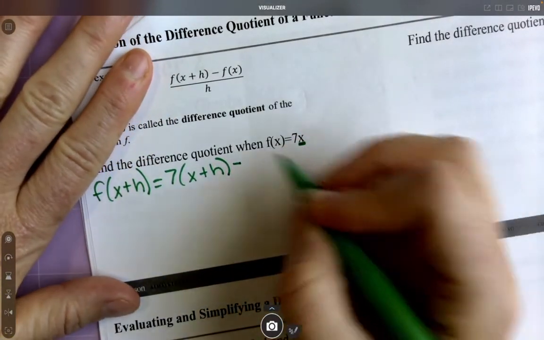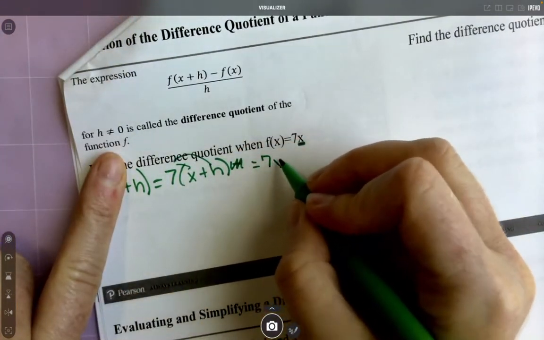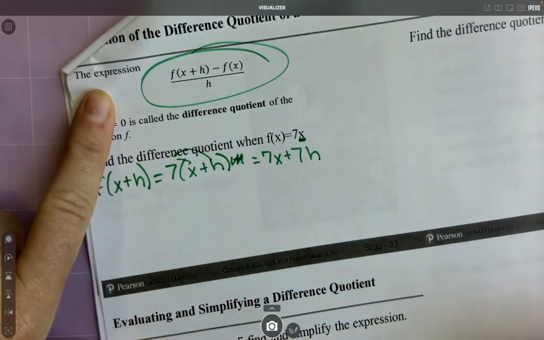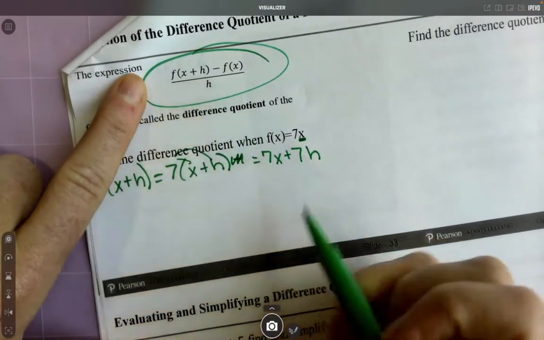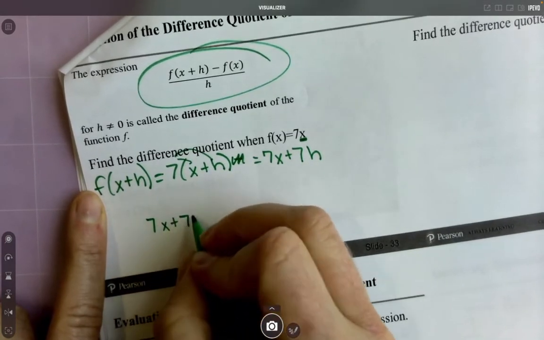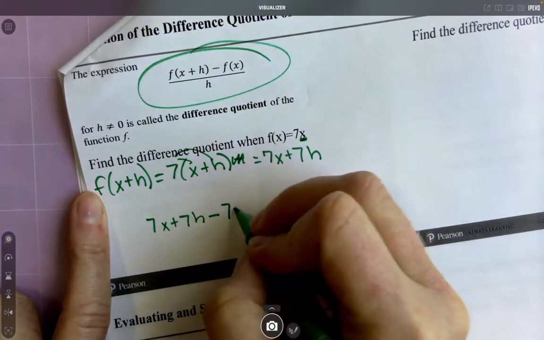Minus, hold on, let's go ahead and simplify that. Distribute, that would be 7x plus 7h. So if I'm using this as my difference quotient, f of x plus h is this. So it'd be 7x plus 7h. And then minus, f of x is 7x.